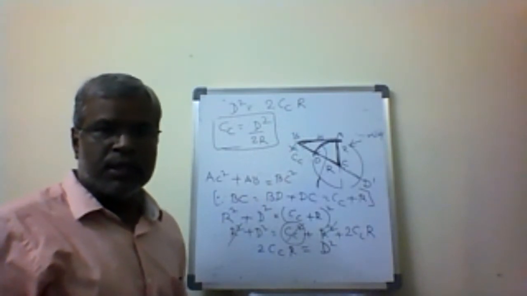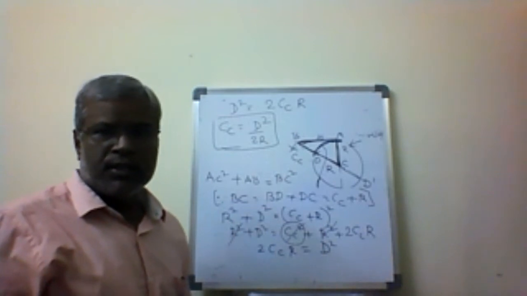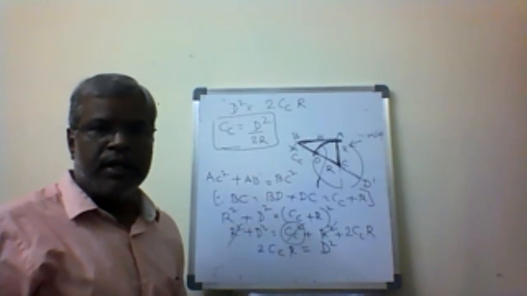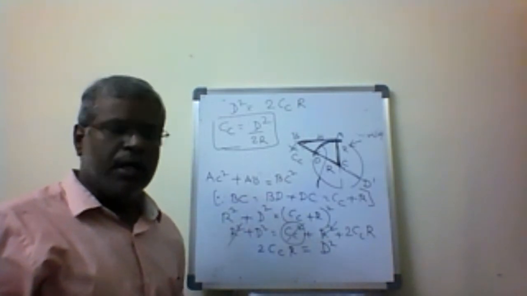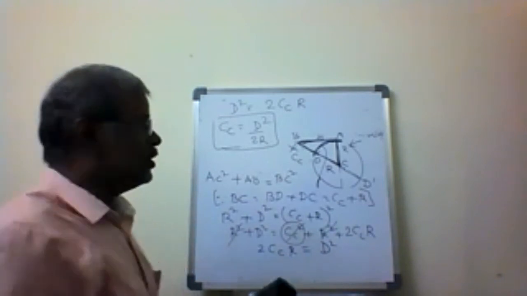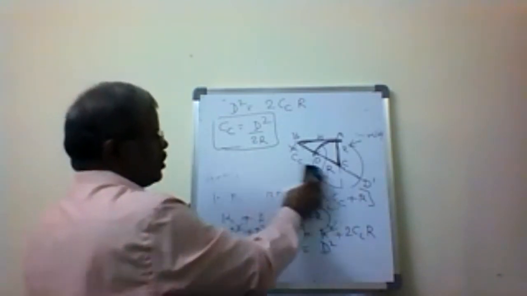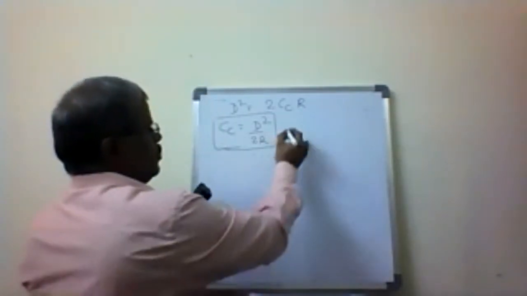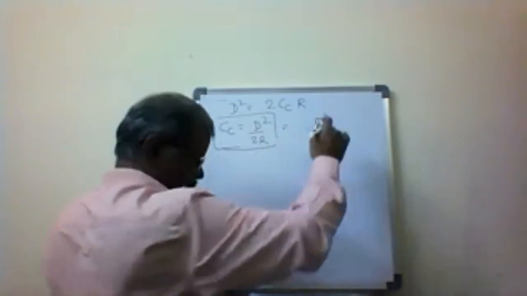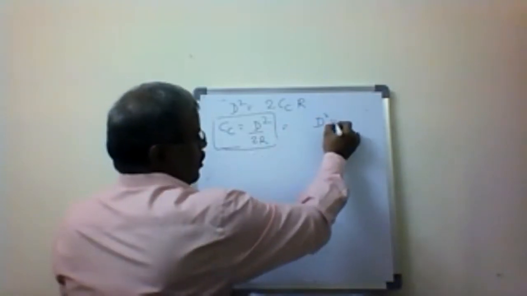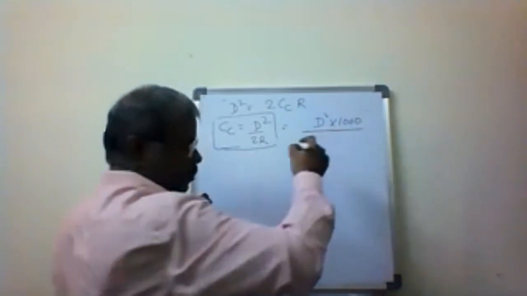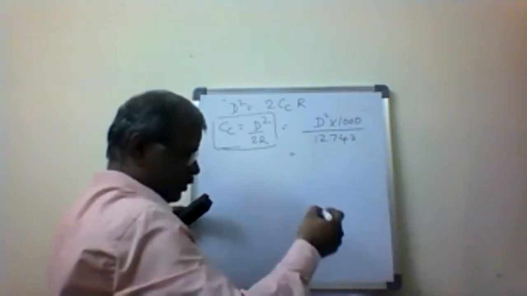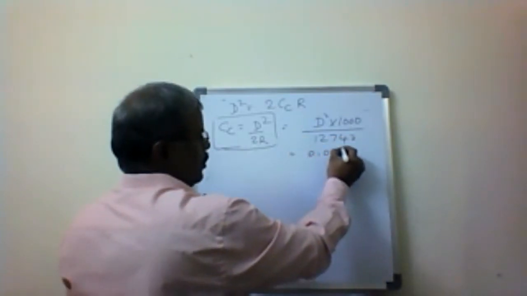Curvature correction is needed because when we go for long sides, long distance measurements, the spherical or curvature effect has to be considered. What is the magnitude of the curvature correction to be applied? That is CC equals D square by 2R. Substituting the radius of the earth, this will be D square into 1000, as we are measuring in meters, over 12,742, which equals 0.0785.